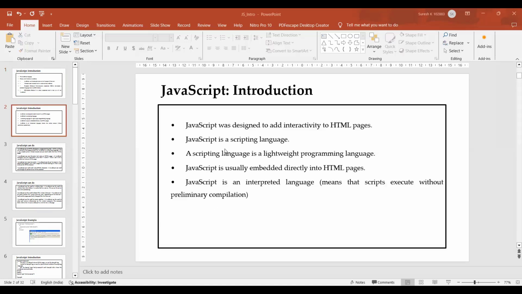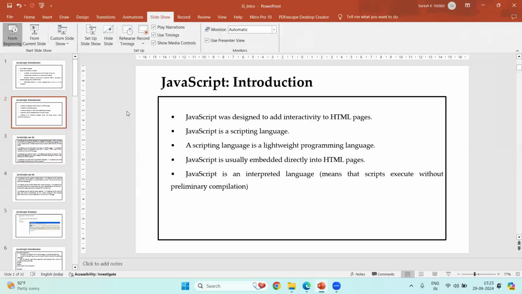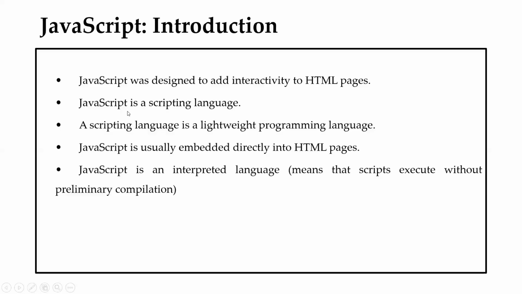So JavaScript was designed to add interactivity. So what is the interactivity? The user can interact with the websites or web pages. JavaScript is a scripting language. Scripting language means we can add all the events using HTML elements. A scripting language is a lightweight programming language. JavaScript is usually embedded directly into the HTML pages.